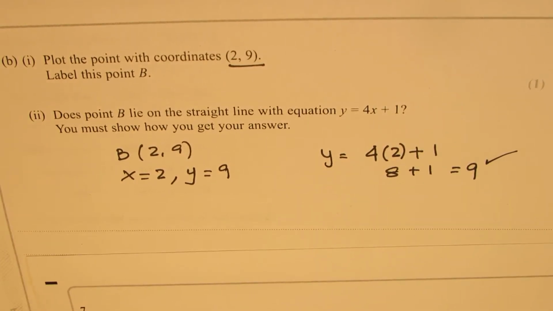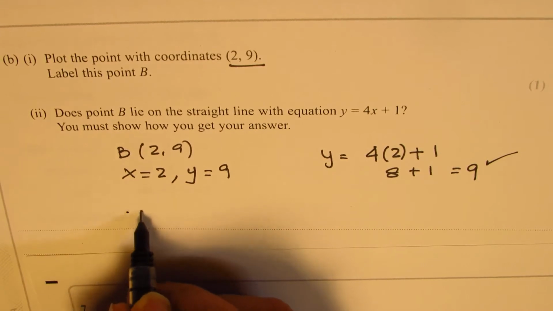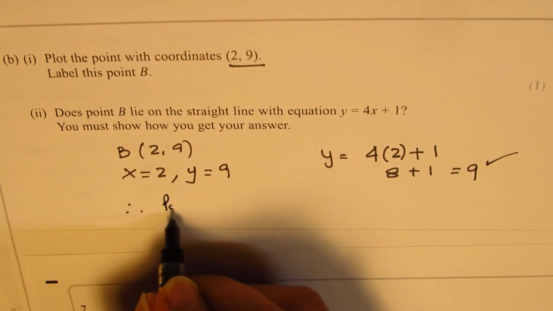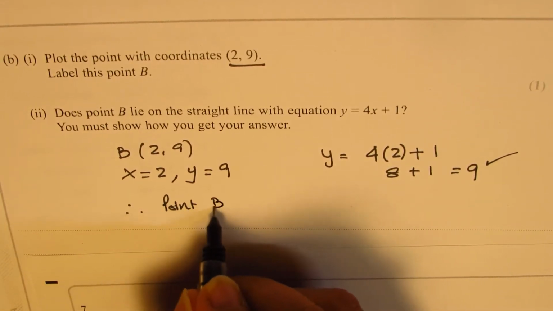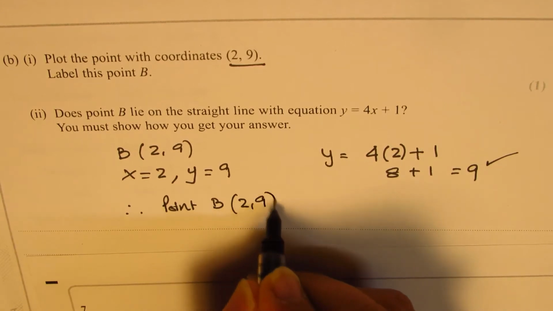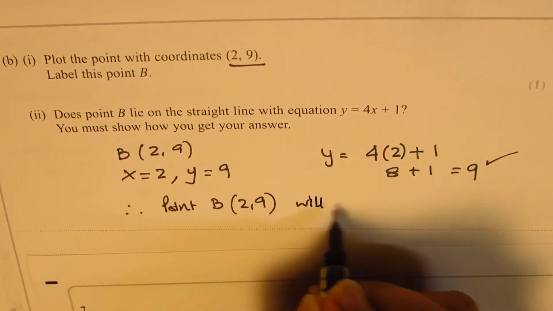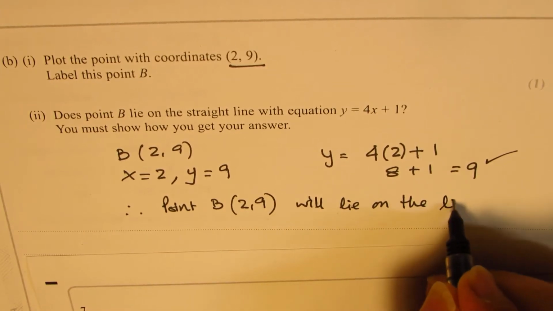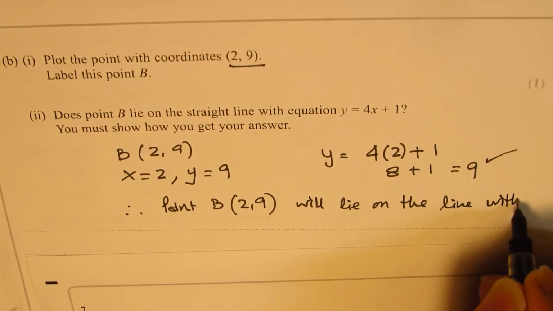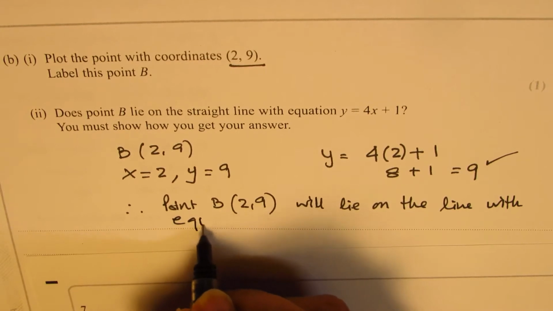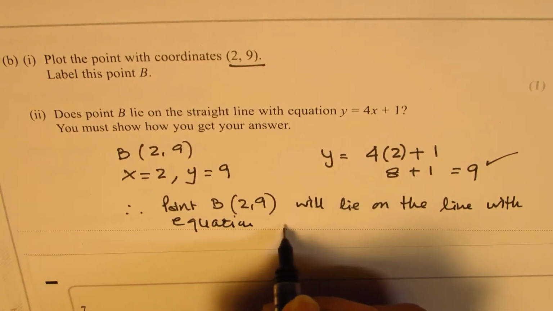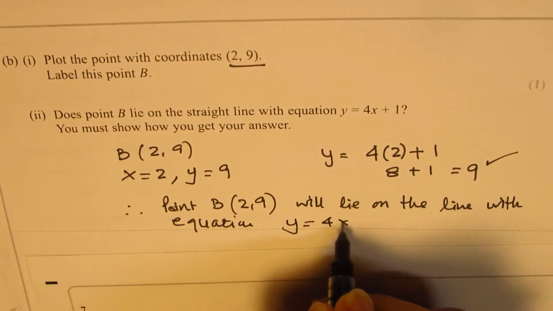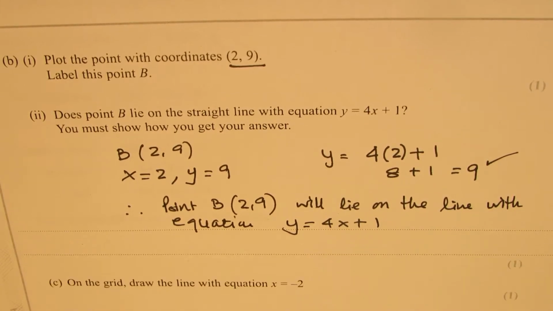Since we could satisfy this, we can say therefore point B, which is 2, 9, will lie on the line with equation y equals 4x plus 1. Clear? Okay.